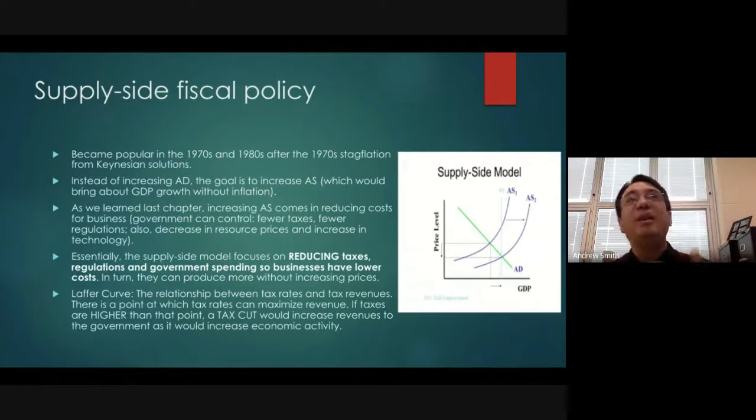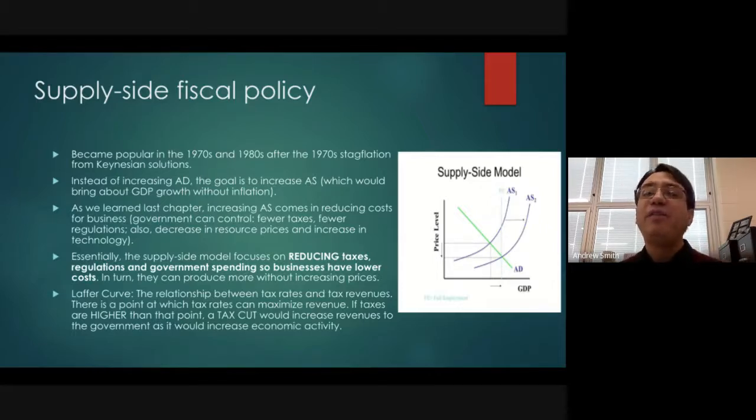The government doesn't need to spend as much money on welfare programs or on stimulus checks and things like that. Number one, because in theory, the economy is growing at a steady pace. And number two, because more people have jobs. So as a result, businesses, the idea behind this, businesses can produce more goods without increasing prices.